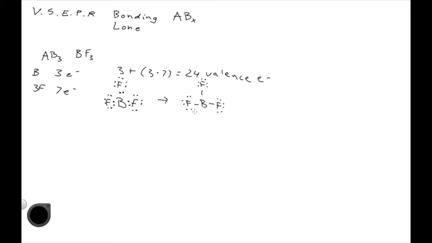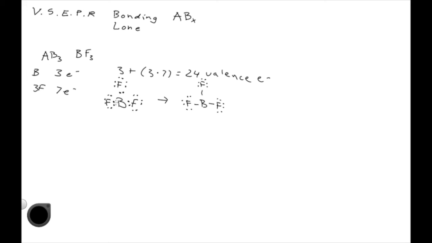But if you remember, the bonding pairs want to be as far away from each other as possible. So right now, each of these bonding pairs around the boron atom, 1, 2, 3, are at 90-degree angles with each other. But this does not maximize the distance between them, right?